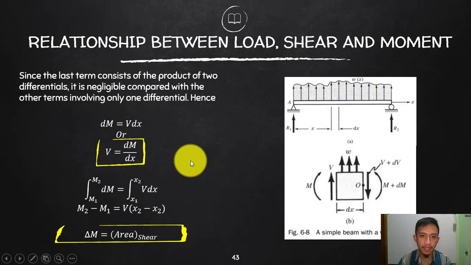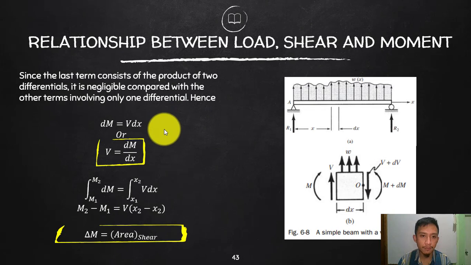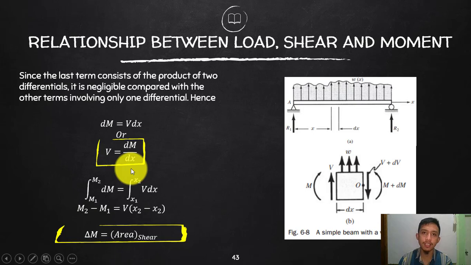Therefore, we can simplify that, since again this is applying calculus. So again, let's try to approach that dx as almost 0, so it will make this one 0. So you are left with the equation dm is equal to v dx. So now, if you will try to rearrange, okay, divide both sides by dx, your v is equal to dm/dx. What does that mean?